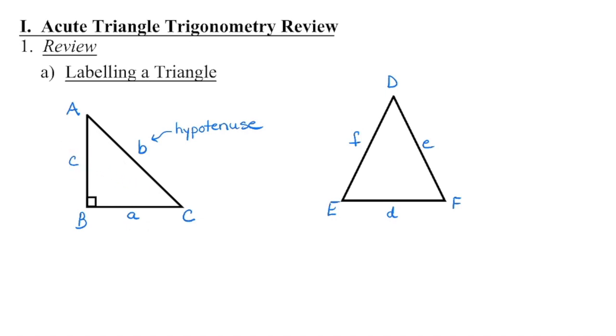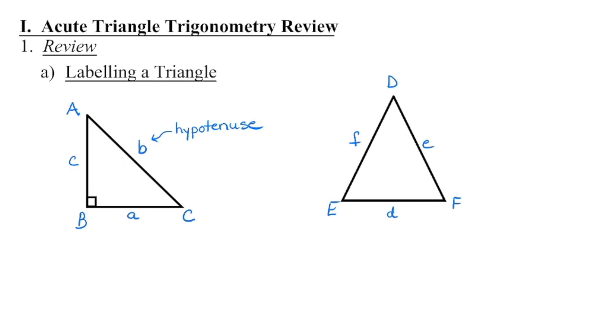And if this is angle C, you pull back and you shoot through the side opposite from it, which is lowercase c. This is a right angle triangle because we have this little square here that indicates that's a 90-degree angle. This second triangle here is not a right angle triangle, but we still label the sides the same way. If this is angle D, the side opposite from it is lowercase d. If this is angle F, the side opposite from it is lowercase f. And if this is angle E, the side opposite from it is lowercase e.